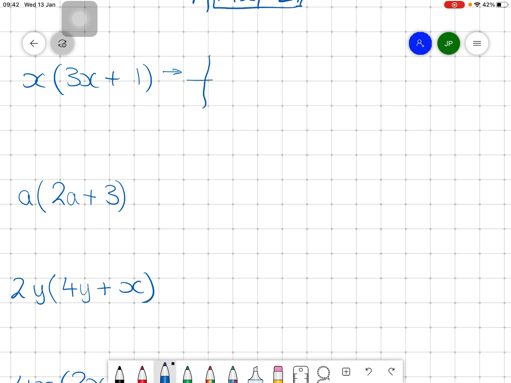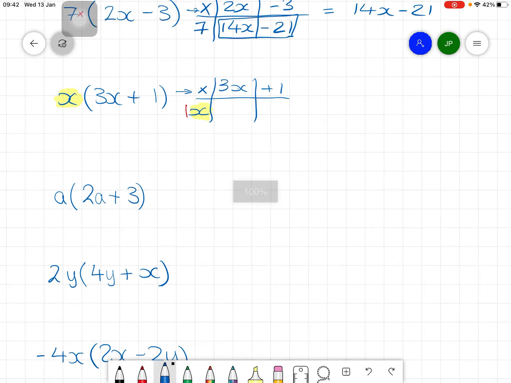Okay, so we'll put our grid in again. Exactly the same grid. This time, it's going to be x that comes in front. It's always what goes outside the bracket. Okay, whatever's in front of the bracket goes into that first box. Then we'll have our 3x and our plus 1 as we did before, and we multiply. Now if I do 3x times x, that x has got a little imaginary 1 at the front of it. So I can do 3 times 1 to give me 3.